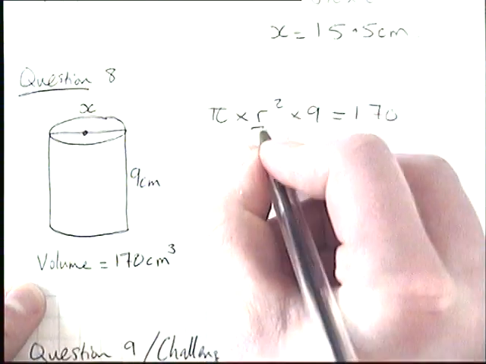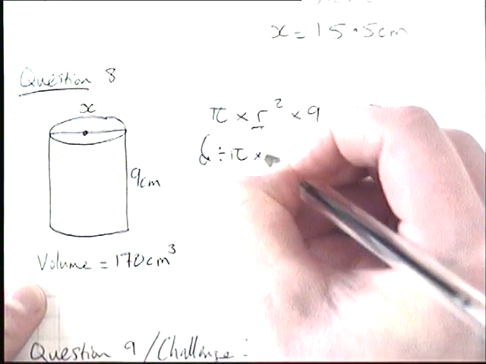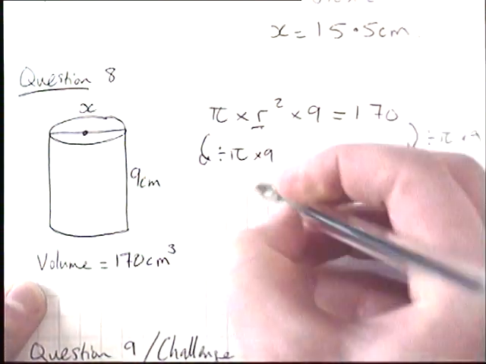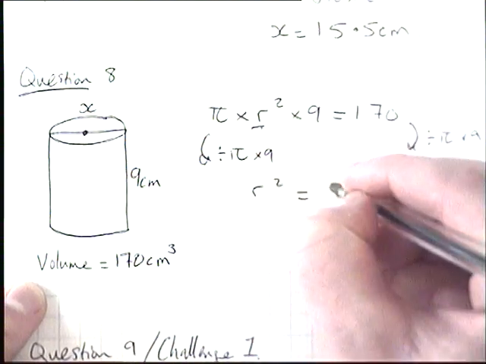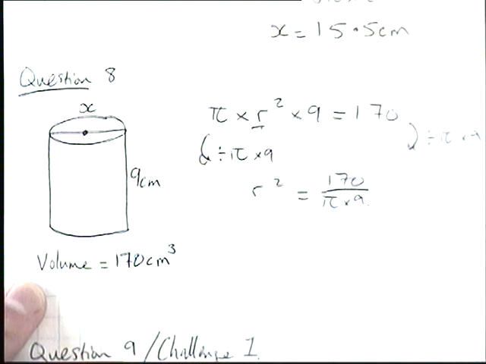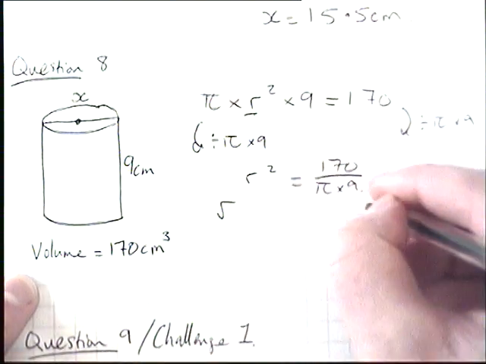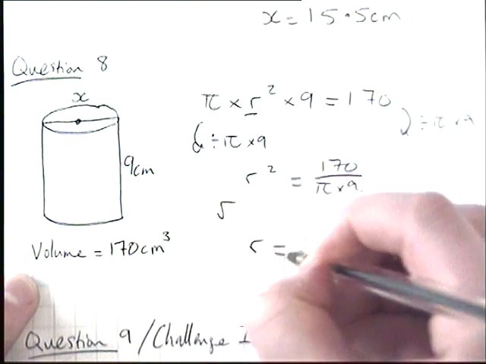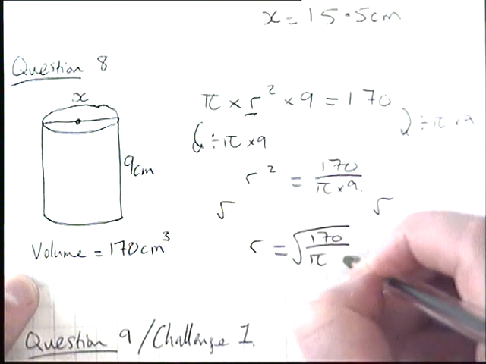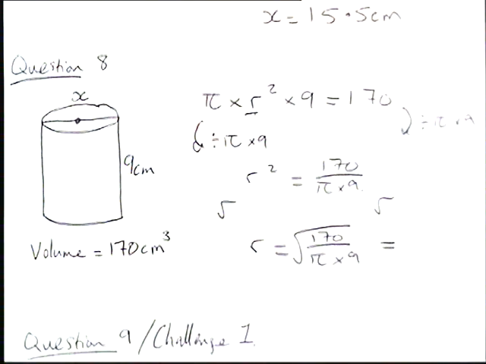We're going to isolate the r squared again by dividing both sides by pi times 9. So we're left with r squared equals 170 all divided by pi times 9. And then we're going to square root both sides. So we're left with r equals the square root of 170 all divided by pi times 9. So we pop that into our calculators.